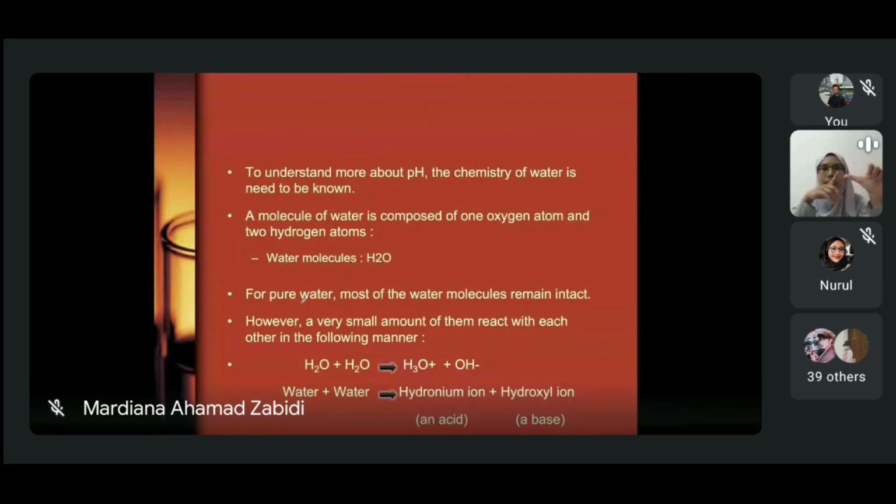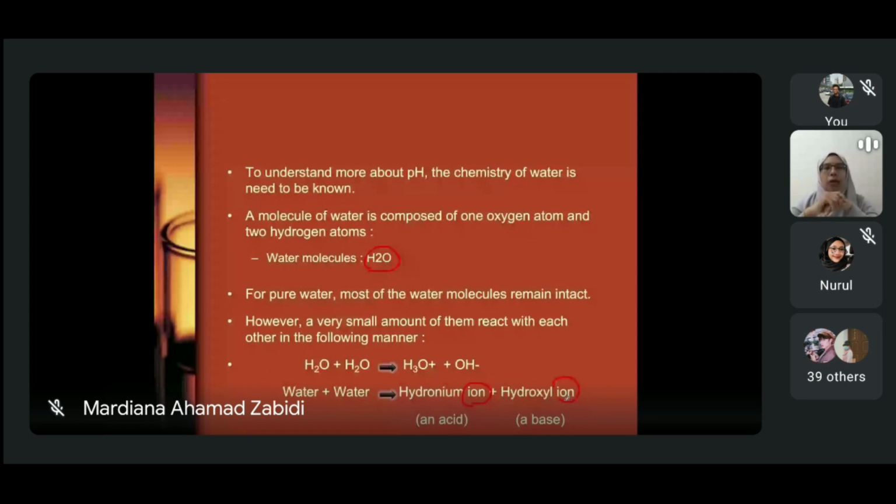Pure water pH sepatutnya pH 7. Okay, because in this particular water molecule, kalau tengok dekat bahagian bawah ni, dia punya acid ion dengan base ion is in equilibrium, sama. Jadi that's why when we check with the pH meter, the pH of this particular pure water is supposed to be at pH 7.